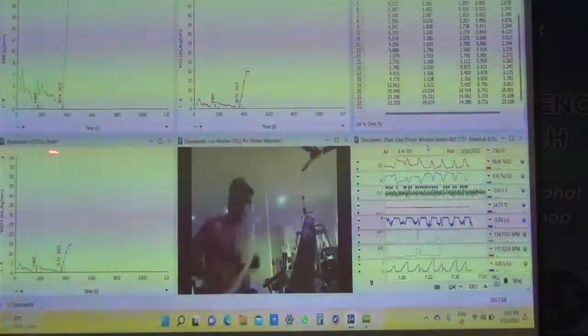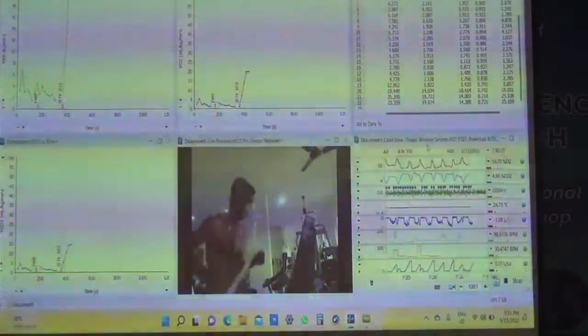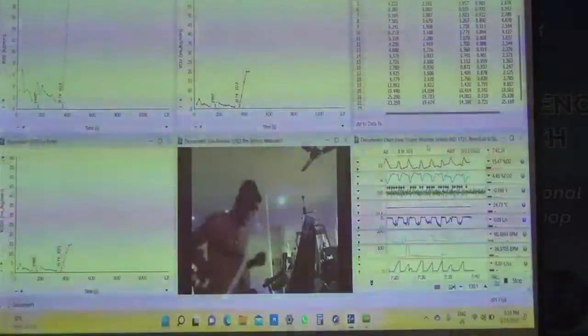And this is PCO2 versus time. This is energy expenditure versus time. So all the graphs along with your log data.